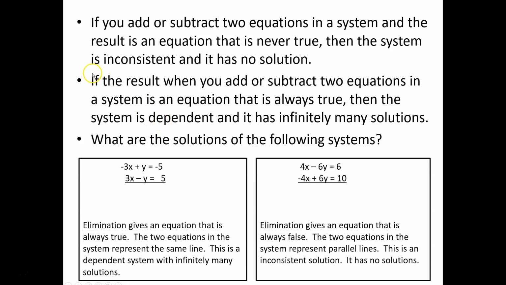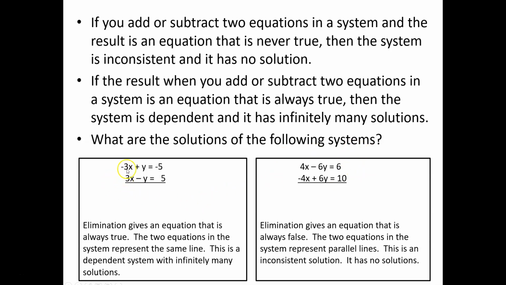Okay, if you add or subtract two equations in the system and the result is an equation that is never true, then the system is inconsistent and it has no solution. If the result when you add or subtract two equations in a system is an equation that is always true, then the system is dependent and has infinitely many solutions. So let's look at these two problems here. What are the solutions to the following systems?